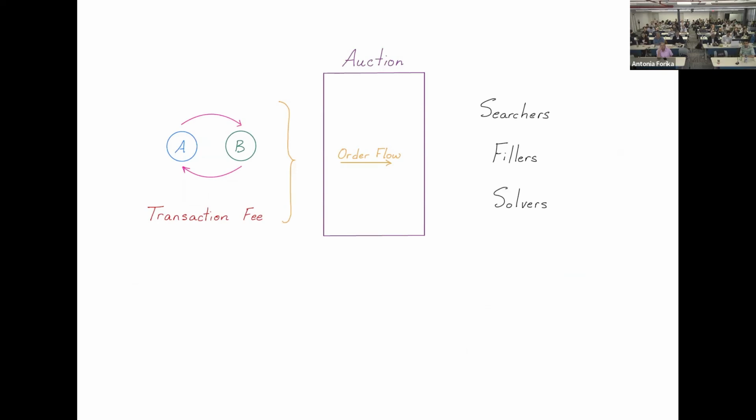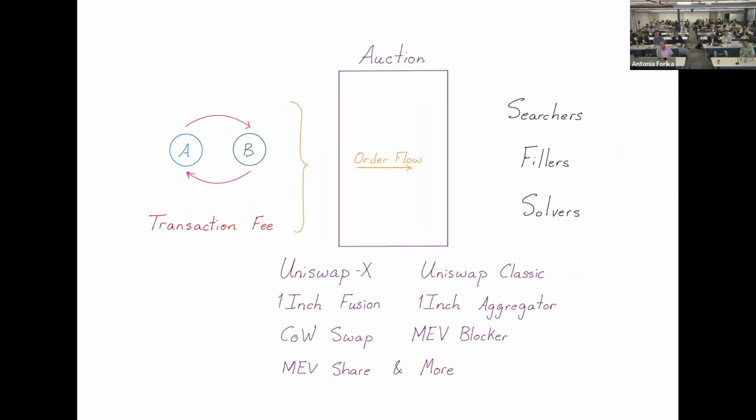Nobody here should be hearing about order flow auctions for the first time, but I like to think about it as literally putting an auction on the order flow from the user onto this group of people, these searchers, fillers, solvers. The ones I'm going to talk about today, which I think this audience may not be fully aware of, are Uniswap X, Uniswap Classic, 1inch Fusion, 1inch Aggregator, CowSwap, MEV Blocker, MEV Share, and the list goes on. They all work in very similar ways, and I want to dig into how these work today. My focus is on what the user interacts with, not the auctions that occur at the block builder and so forth.